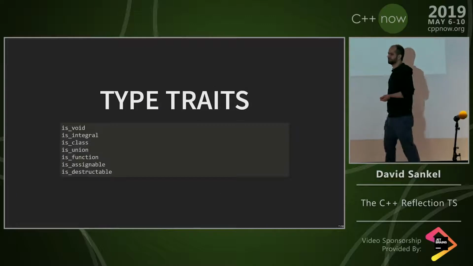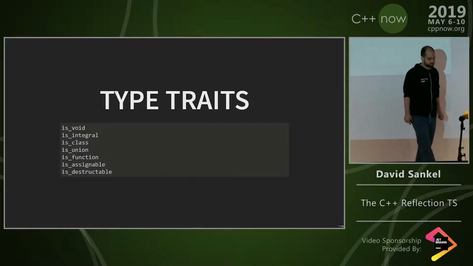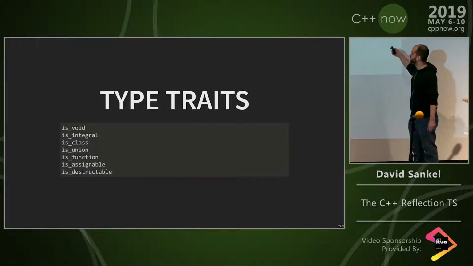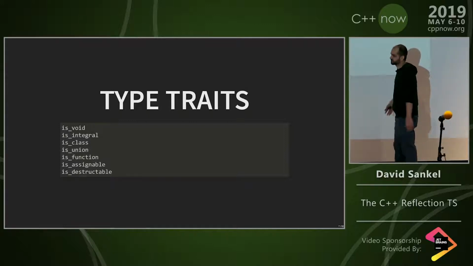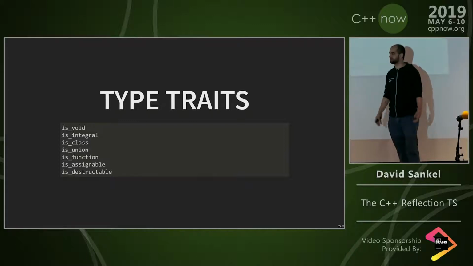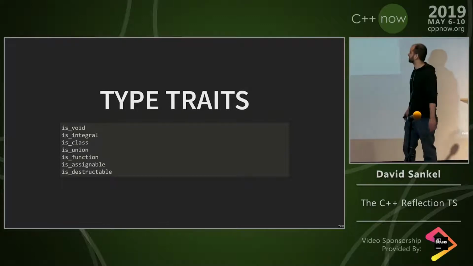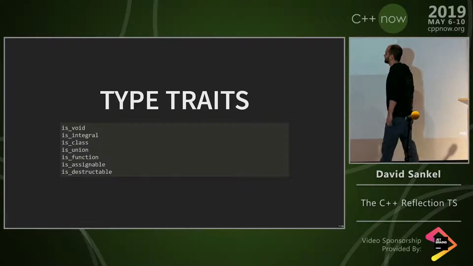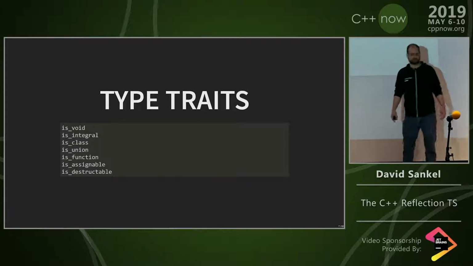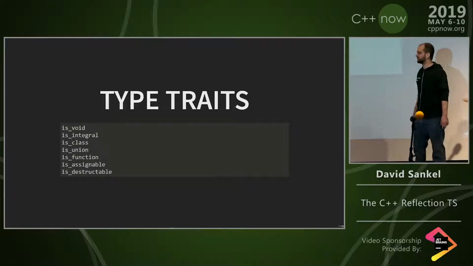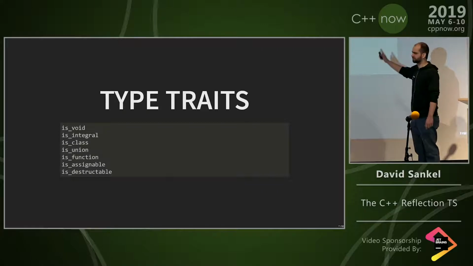If you look at the C++ type traits library, you have all these different things in here. is_void, is_integral, is_class. All these are things that you can use to inspect your compile time types and other things. So we kind of have a lot of reflection already in the standard library. And this is definitely not exhaustive here.